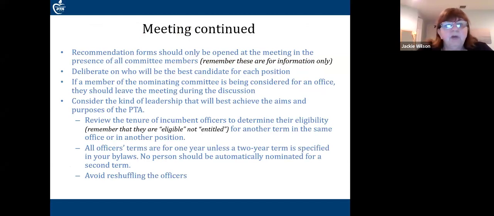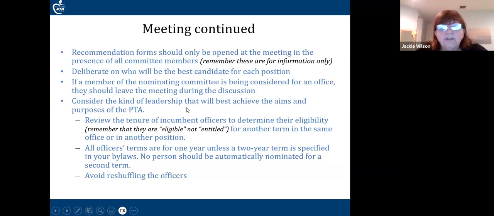As the meeting opens, the recommendation form should only be opened at the meeting in the presence of all committee members. Again, these are for information only. They're recommendations. It's not counting up who gets how many recommendations. That is not what the recommendation forms are for. Deliberate on who will be the best candidate for each position. If a member of the nominating committee is being considered for an office, as happens frequently, they should leave the meeting during the discussion of that person. Consider the kind of leadership that will best achieve the aims and purposes of the PTA.